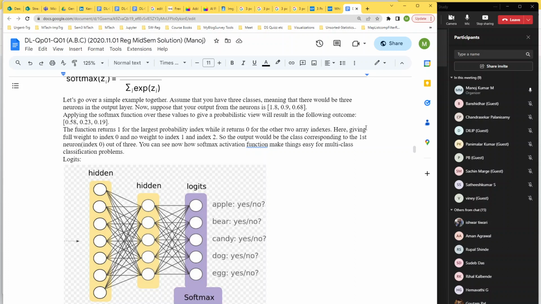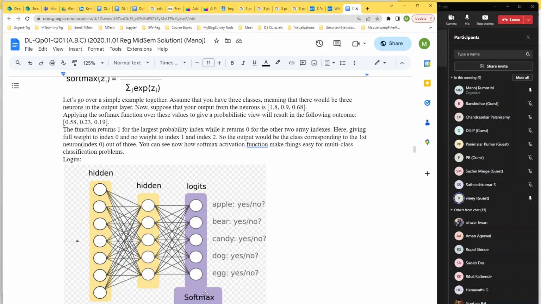Here it gives full weight to index 0 and no weight to index 1 and 2. So here it gives the highest. Softmax takes the maximum of that one, and all others will be 0. So the output will be the class represented by the first neuron, index 0 out of 3. You can see how softmax makes things easy for multi-class classification.